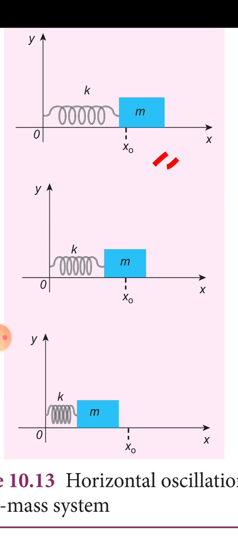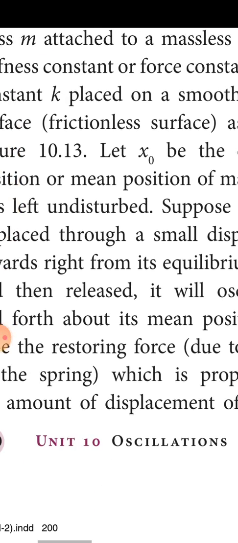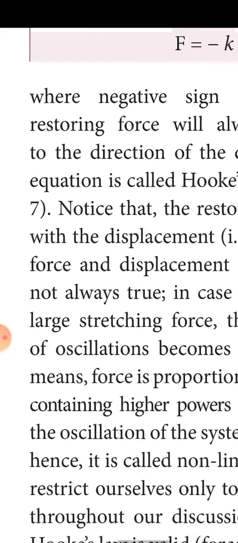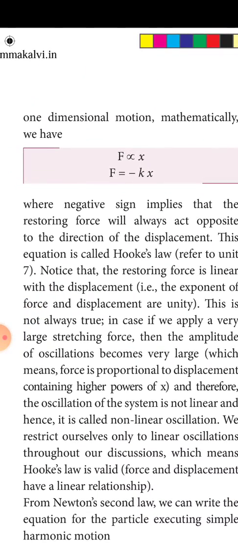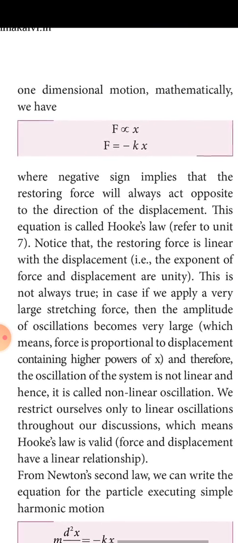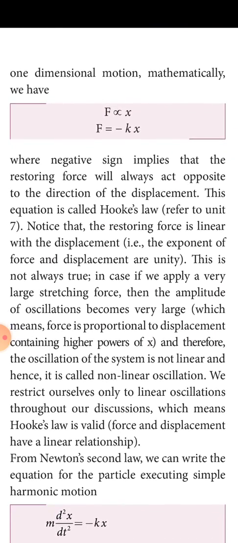We know that this is one-dimensional motion, and the spring constant we know already. F is directly proportional to x. So F equals minus kx. The negative sign tells us the restoring force always acts in the opposite direction of the displacement. We know very well this equation is called Hooke's law.